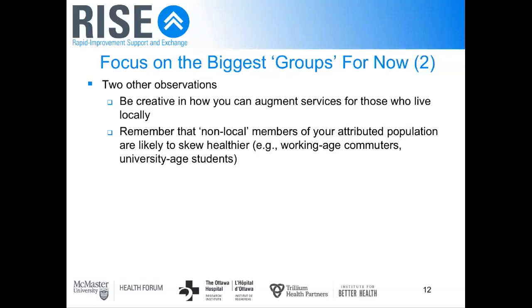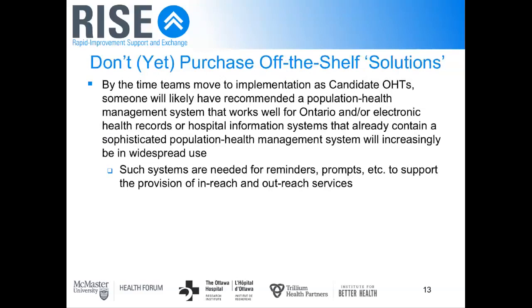So those are just two other observations about the biggest groups. The other points are a bit more straightforward. This might not be on some of your radar, but through the OHT community of practice, we hear people sometimes worrying about whether they should be purchasing off-the-shelf solutions that are available through vendors, often US-based vendors, for a population health management system that would allow you to put in place reminders, prompts, and other things that support the types of in-reach and outreach services that Rob spoke about last week in his session on population health management.